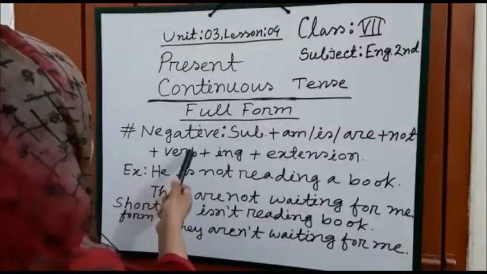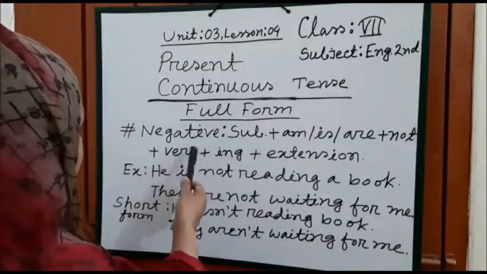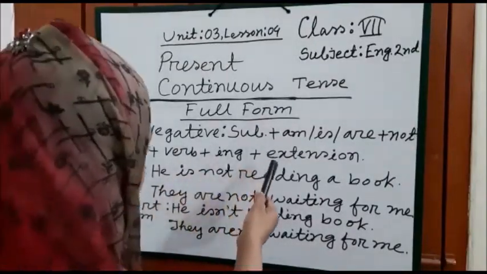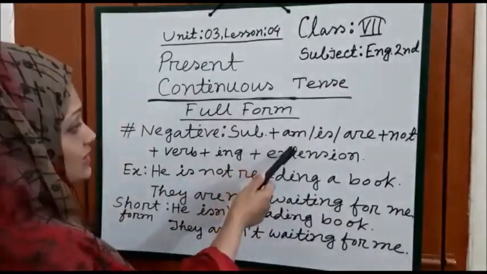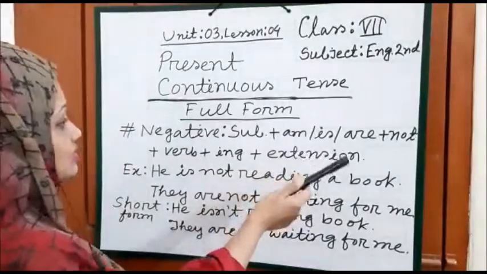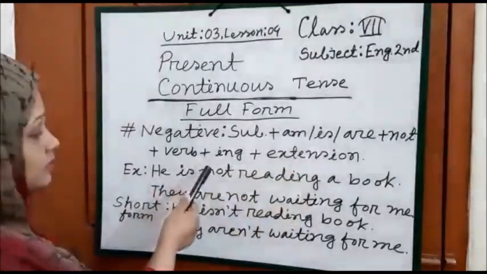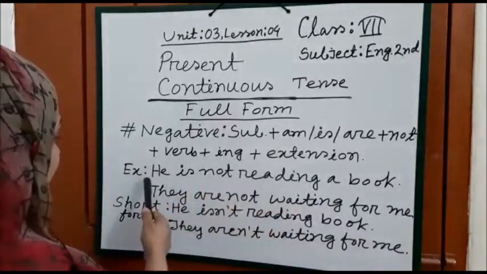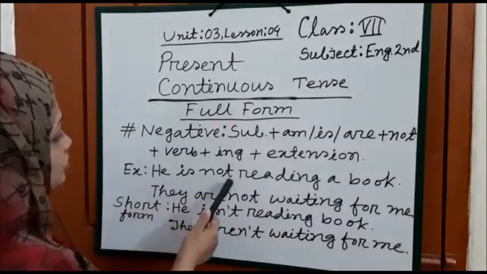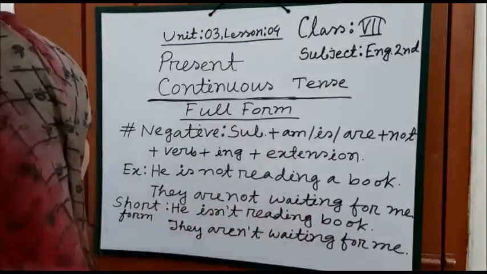Now we'll see the negative form. In negative form we have to follow the following structure: subject plus am, is, are plus not plus verb plus ing plus extension. So the example will be, he is not reading a book.